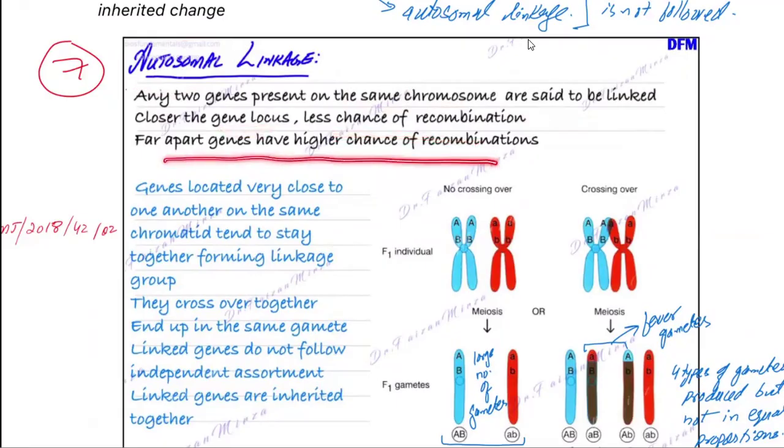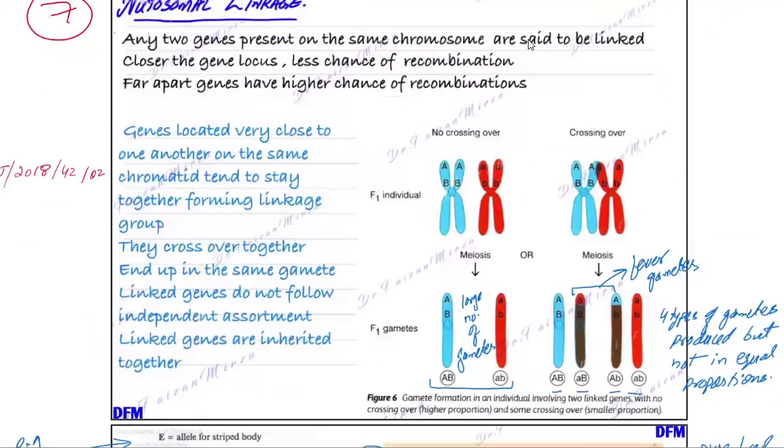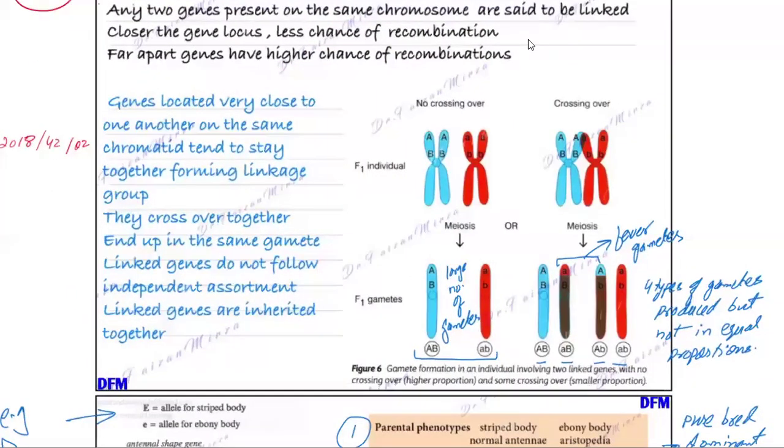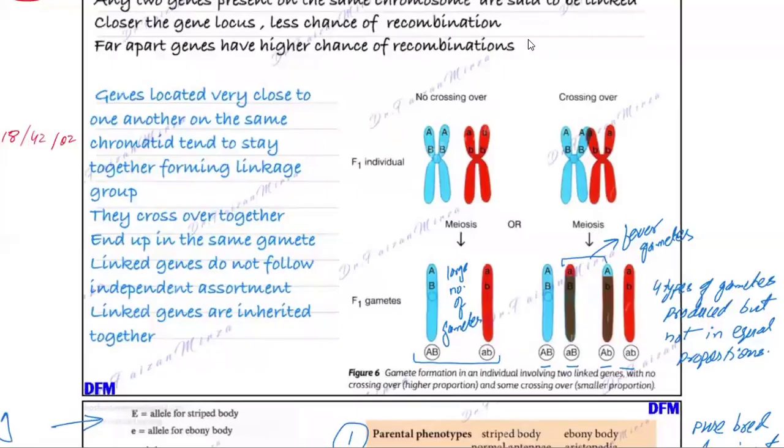The farther apart the genes are, the more chance of recombination they have. What will happen here? For example, the genes are located so close to one another on the same chromatid that they tend to stay together, forming a linkage group. For example, this is the homologous pair shown to you. Capital A and capital B are the alleles present on one chromosome, and the other chromosome of the same pair has small a, small b.